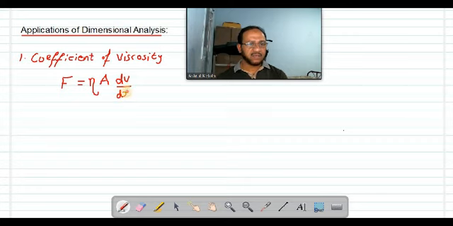Here dV means a small change in velocity. dV by dx is called velocity gradient. You can take the velocity dimension for dV because it is a change in velocity. dx is a very small distance, so here you can take the dimension of length. Here you can take the dimension of velocity, here the dimension of area, and here the dimension of force. Then find out the dimension of eta. That is the question. Got the answer?